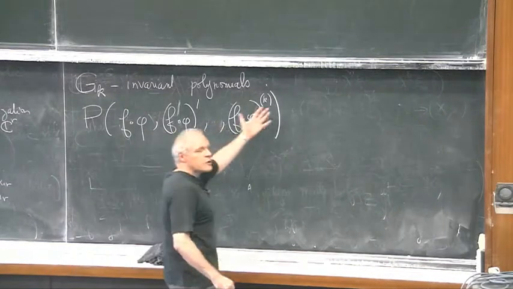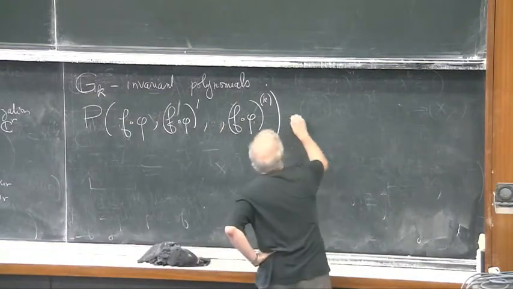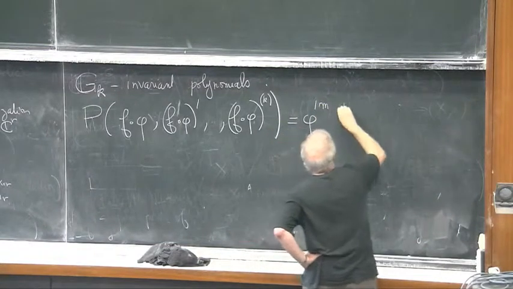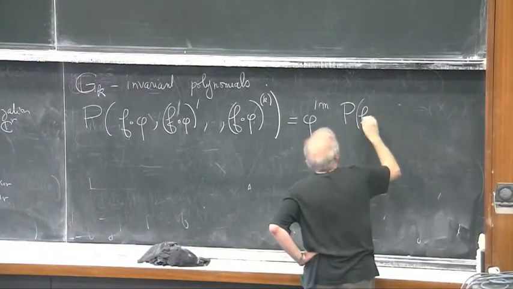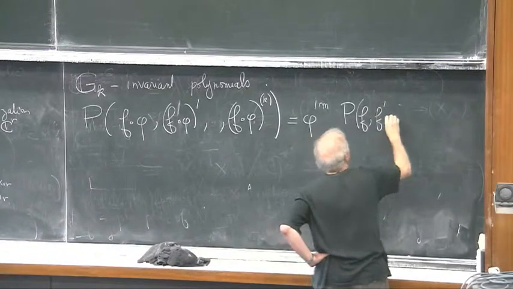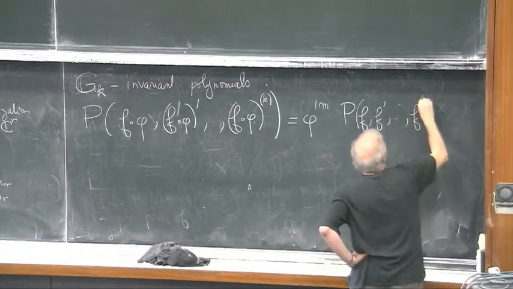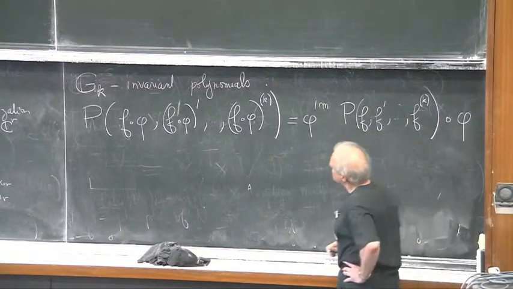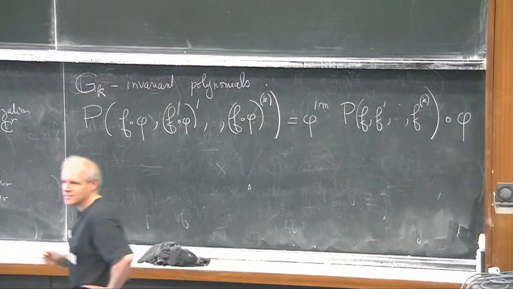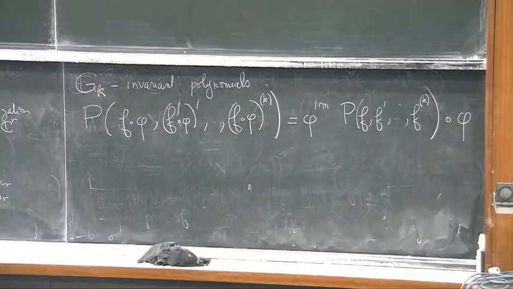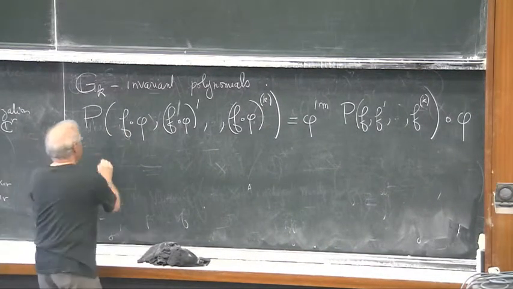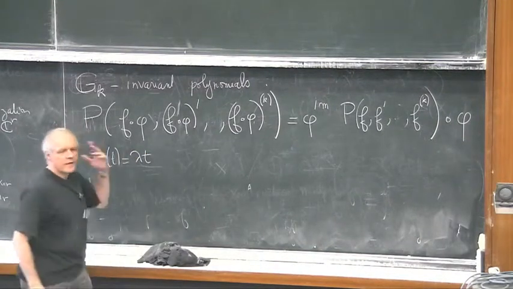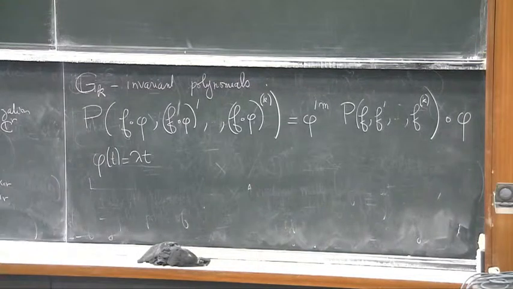So it has to be proportional. But the proportional factor will be just the derivative of phi to the m. So this is the formula that you want, composed with a reparameterization. So especially if you take phi of t equal lambda t, you just get the condition that the polynomial is homogeneous of degree m.